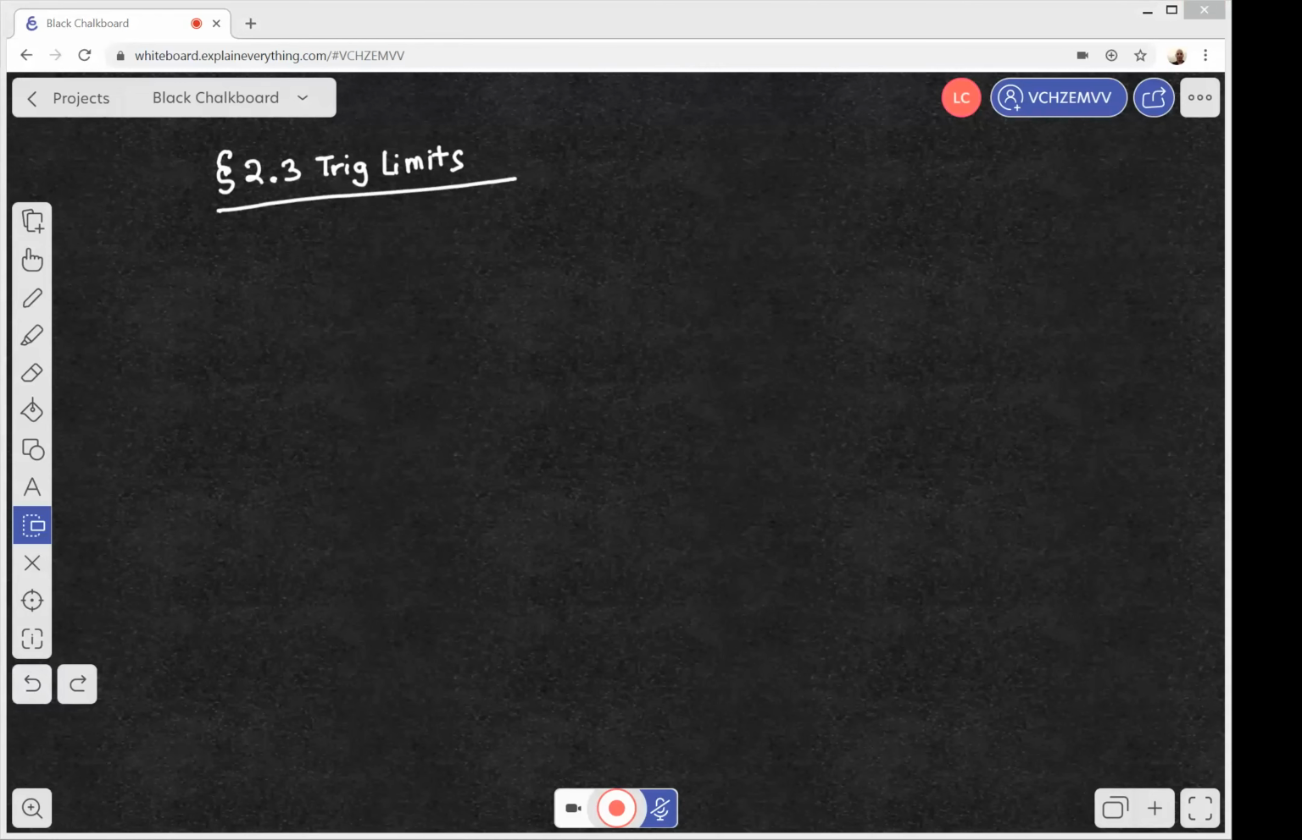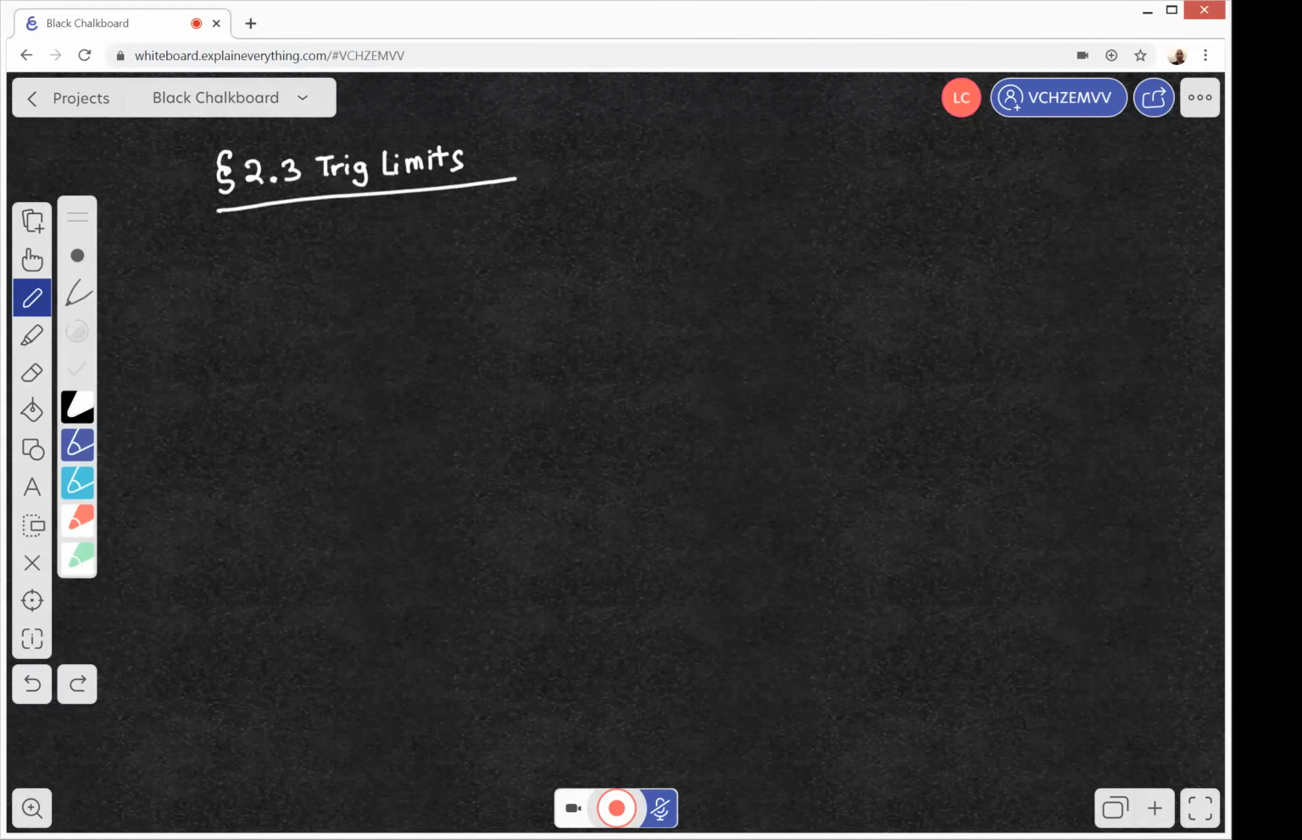This is section 2.3, part 2. So let me just write part 2 here. In this next limit lesson, we're going to be looking at limits involving trig. So part 2: limits involving trig.